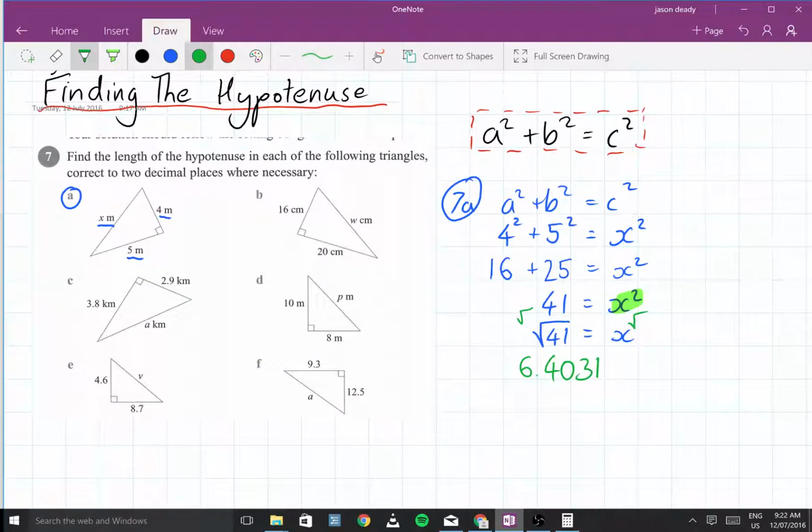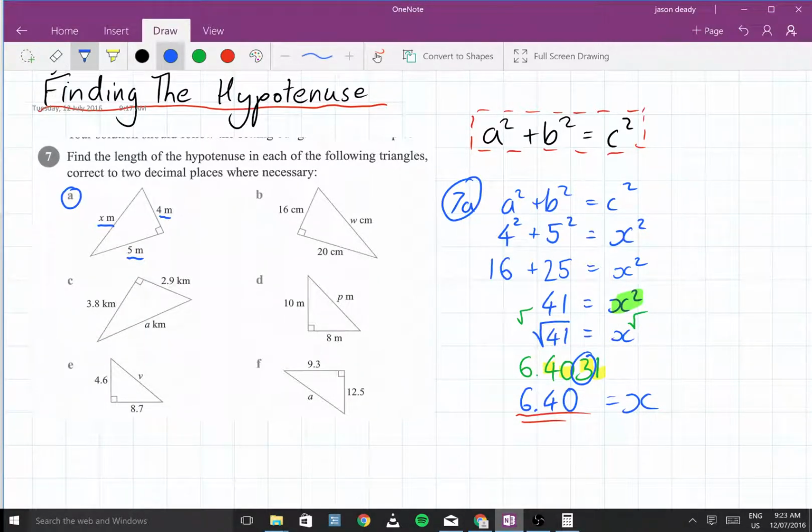But that's not 2 decimal places, because there are 4 numbers after the decimal, and I want just 2. So I write 6.4, then I look at the number after the 0, which is 3. 3 is less than 5, so it rounds down, and I'm left with 6.40. That's my answer to 2 decimal places, 6.40, and that's the hypotenuse, which in this triangle is x. Hopefully that was helpful.